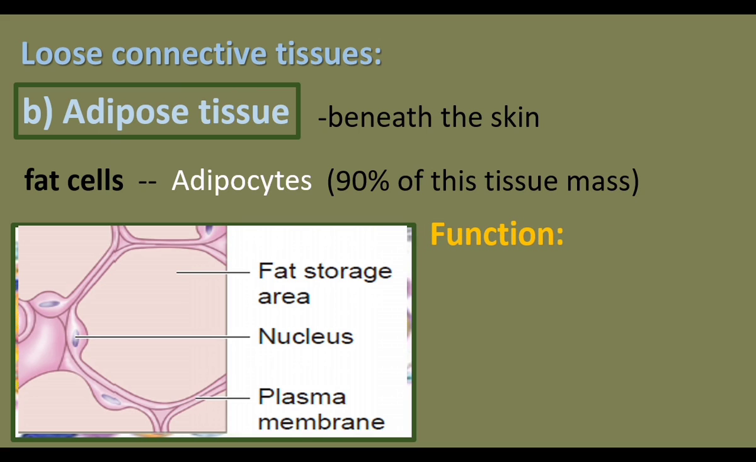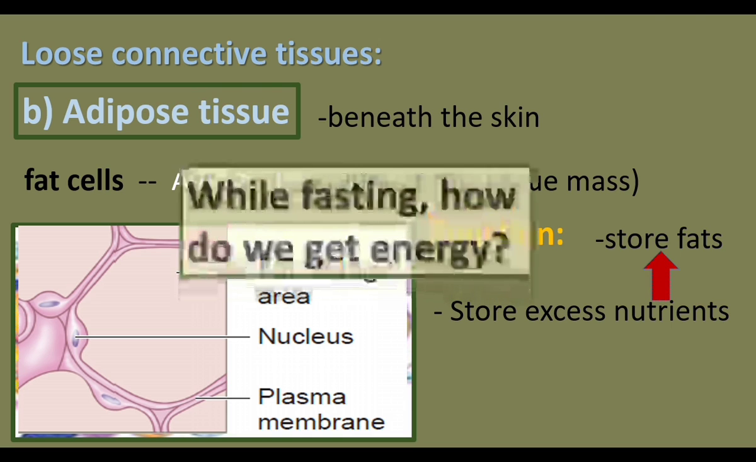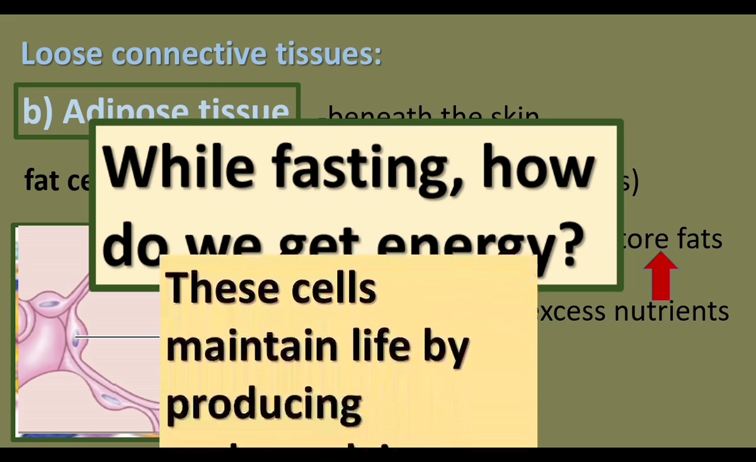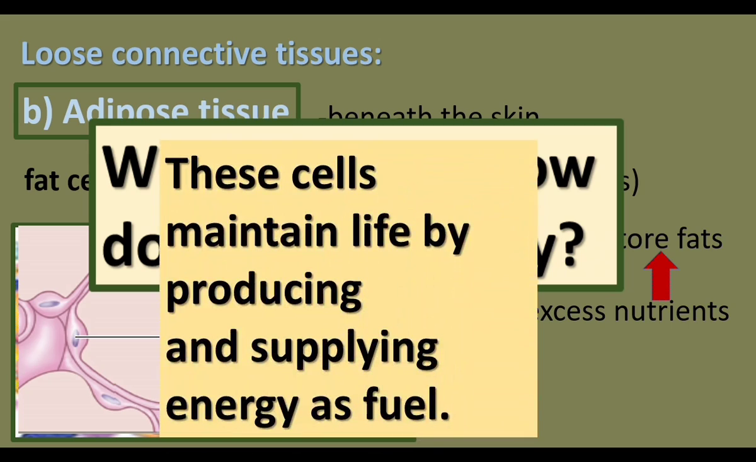Adipose tissues perform the following functions. It stores fat. It stores excess nutrients. Our body does not use all the nutrients of digestion. The excess nutrients are stored, and the nutrients are converted into fat. While fasting, how do we get energy? While fasting, we survive, we live. This is because of the adipose tissue. These cells maintain life by producing and supplying energy.